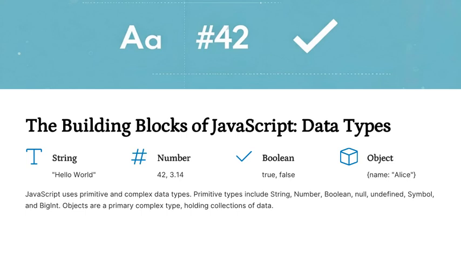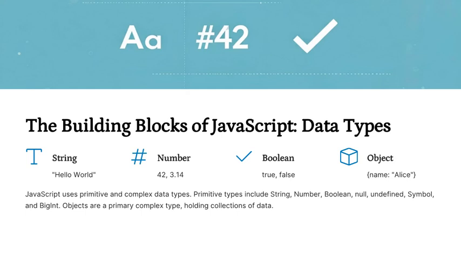Null represents an intentional absence of value. Undefined represents a variable that has been declared but not assigned a value. Symbols are unique and immutable identifiers, useful for creating private object keys. Big ints represent large integers beyond the safe range of the number type. Objects are the most commonly used complex data type, representing collections of key-value pairs. Objects can contain any value, including primitives, arrays, functions, and other objects.